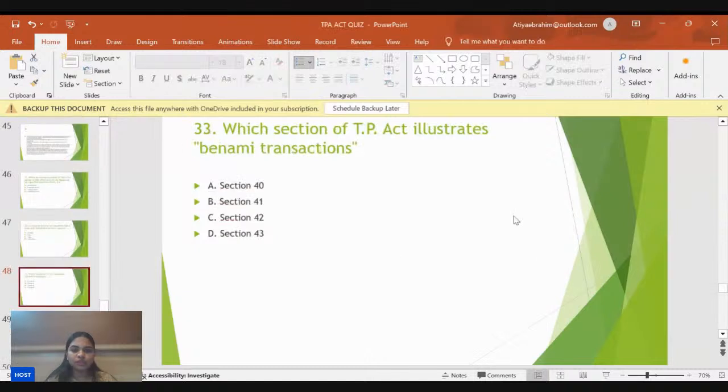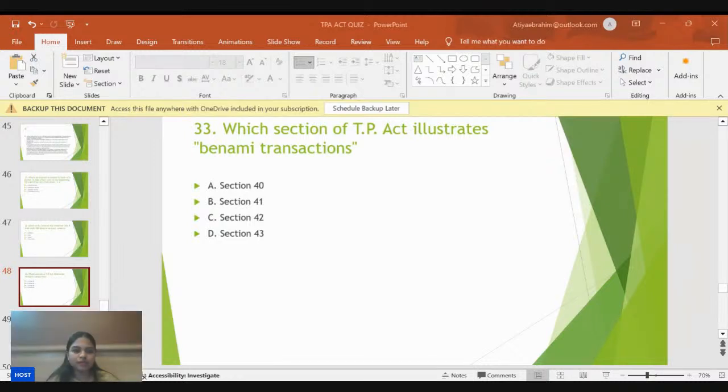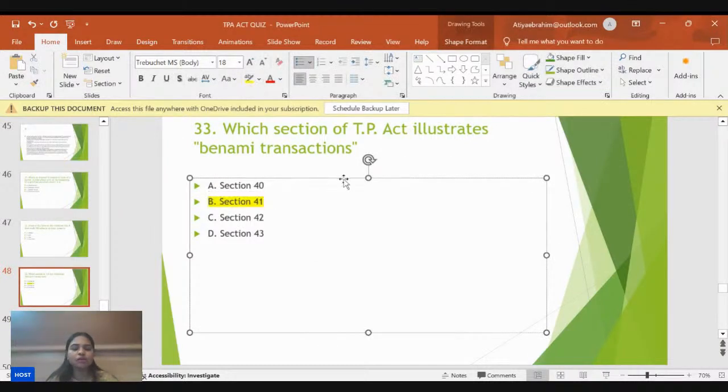Coming to next question 33. Tell me, which section illustrates Benami transaction? In which section is Benami transaction? Mention the option, students. Where do you find Benami transaction? Very good, Priyanka. Right. So the correct option here is B. The section on transfer by ostensible owner is only dealing with Benami transactions also. Good.